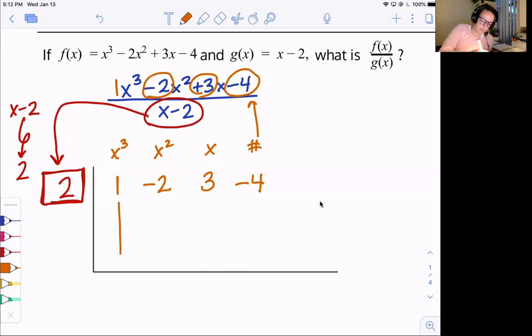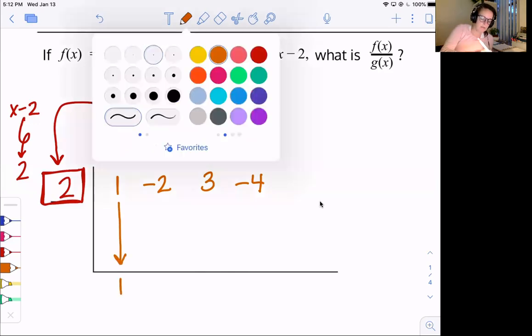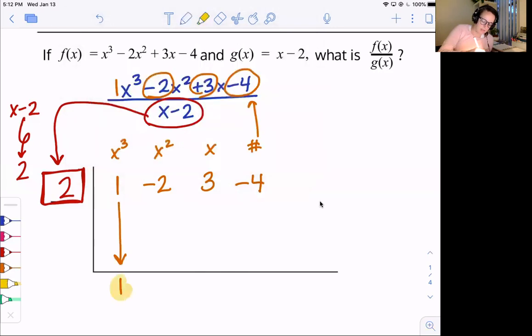I'm going to bring the first number straight down. This becomes a 1. So that 1 stays the same. Now I'm going to multiply. I'm going to multiply this number times this number. So I'm multiplying 1 times 2. 1 times 2 is 2, and I'm going to put that number right there.